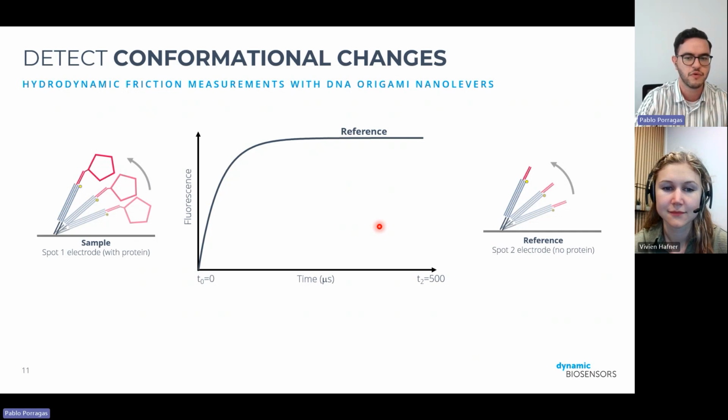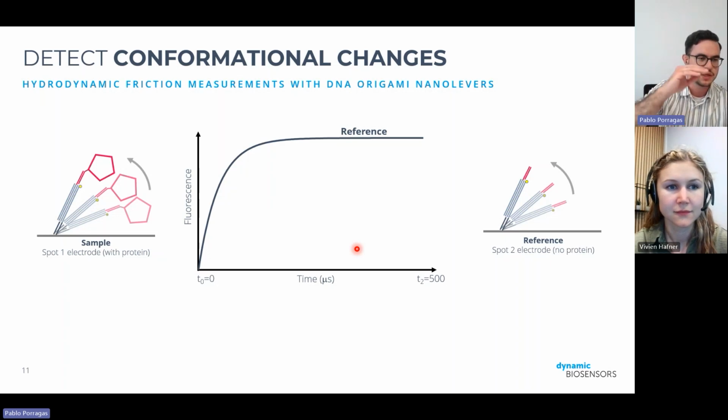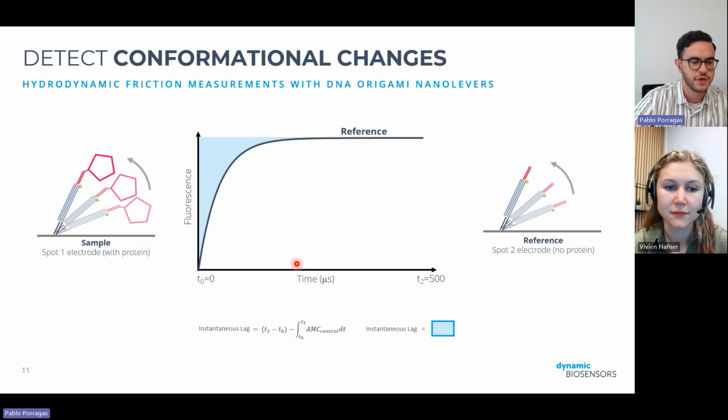We can then compare the movement of this reference origami nanolever to the motion of a theoretical nanolever with zero friction acting on it. So that theoretical nanolever, as we switch it back into the standing position, would move immediately up and stay up for the duration of the measurement because we have no friction acting on the system. What we can then do is compare the integrals of the two curves of the theoretical nanolever and of the reference real nanolever here.